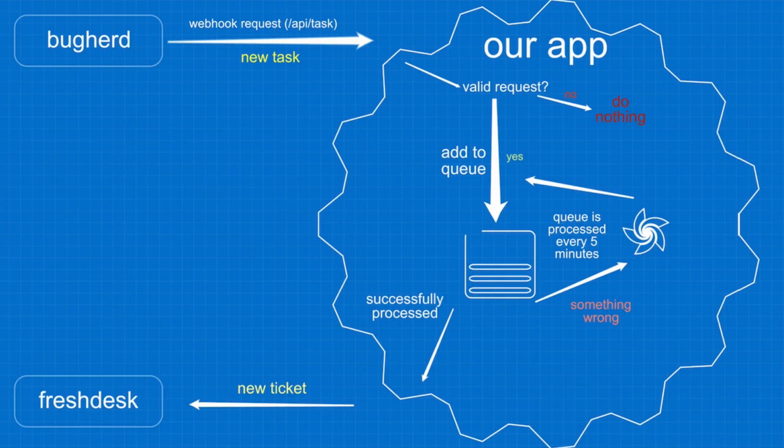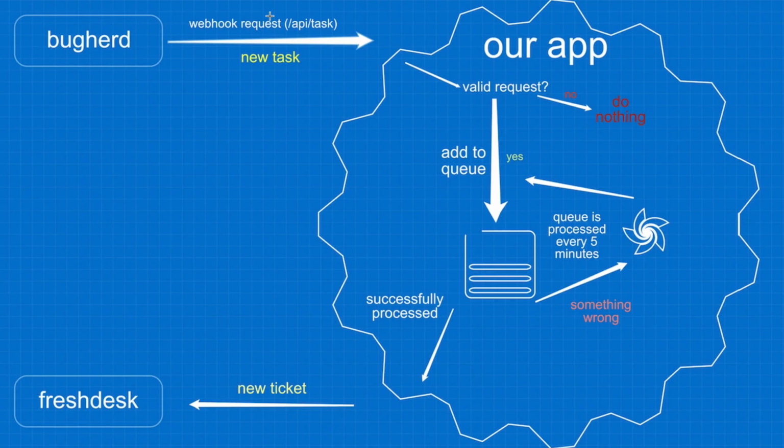Let me talk a little bit about what we actually built, and then we will push it to GitHub. Basically, this application takes care of pushing new Buckhead tasks to Freshdesk. We subscribe to a Buckhead event that fires a webhook. This is basically a POST request to the target URL with the details of the new task.